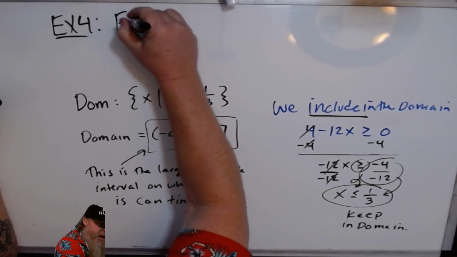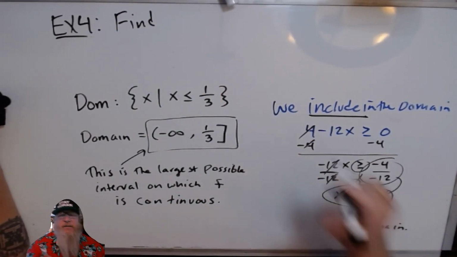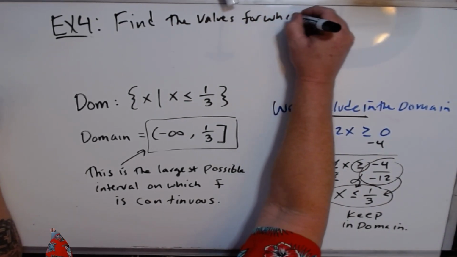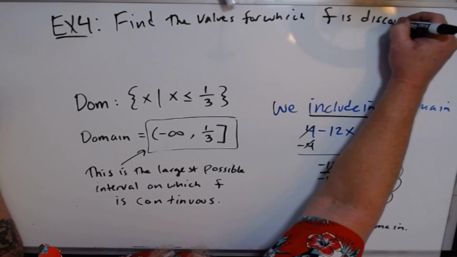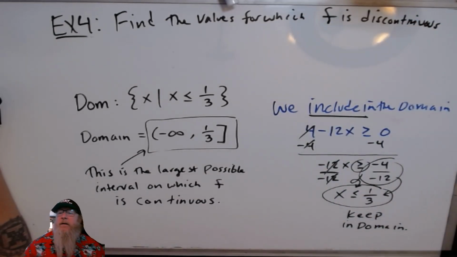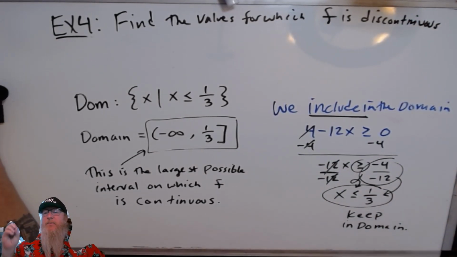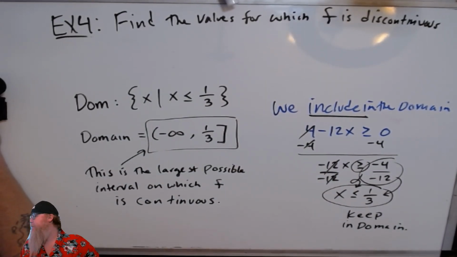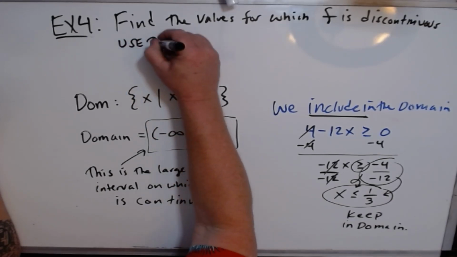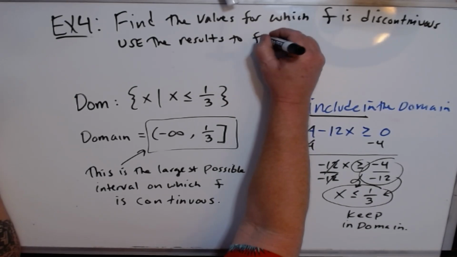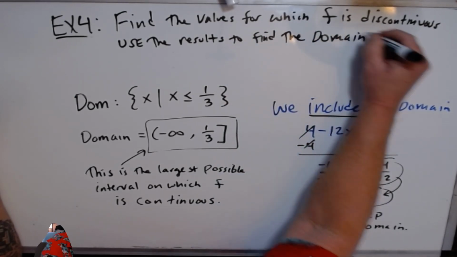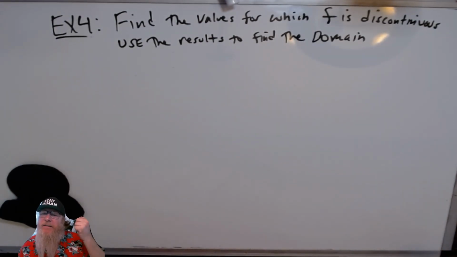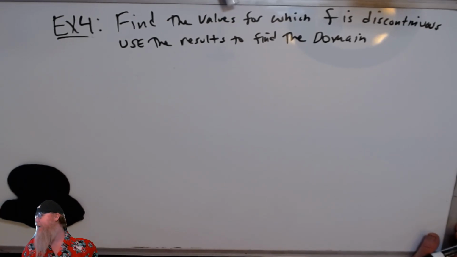I do want you to know both methods, though. I don't always use both methods, but you should know how to find the exclusions. So find the values for which the function is discontinuous. In other words, find the values of x where the function is not continuous. Use the results to find the domain. So that's kind of like both of what I just did. First, tell me where it's not continuous, and then tell me what the domain is.